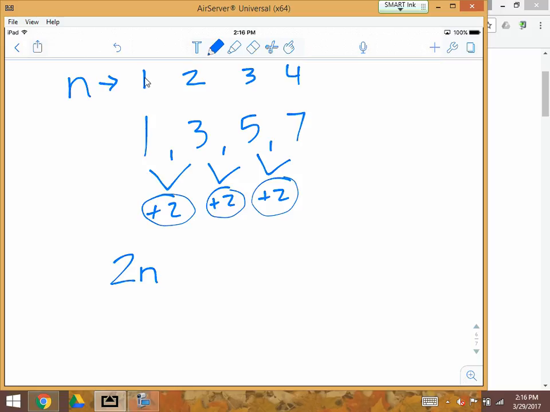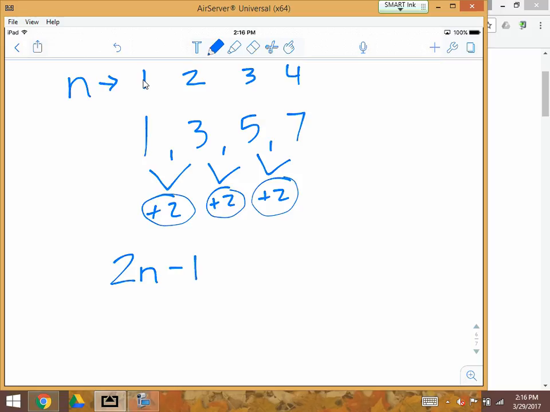So let's plug 1 in. Now notice I'm pointing at this one, not this one. 1 represents what term it is. So the first term, let's plug it in. 2 times 1 is 2. But as you can see here, I need a 1. So now is where you need to make the expression work. So we're going to subtract 1.